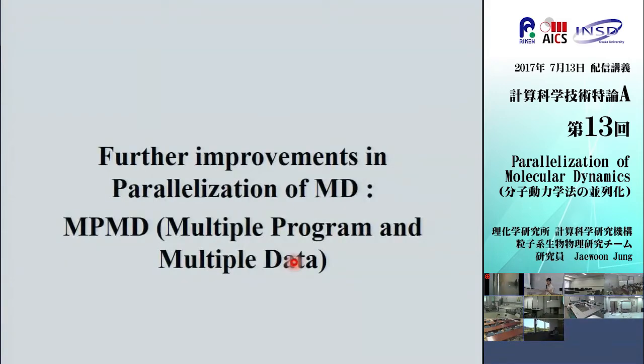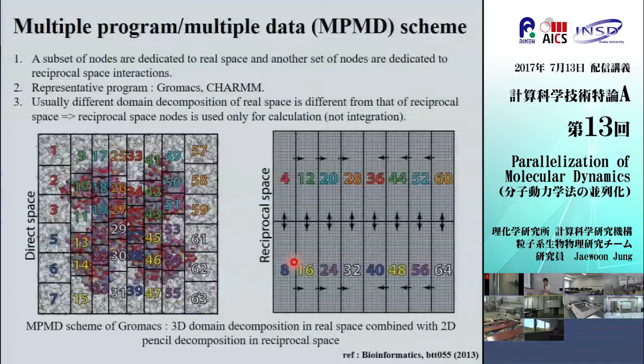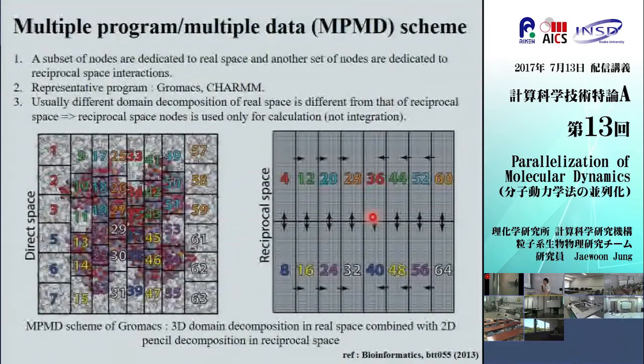This means that, of the overall processors, in some cases some processors are assigned to real space, and some processors are assigned to reciprocal space. So if you have 48 processors, then GROMACS might assign 32 processors to real space and another 16 processors to reciprocal space. And the reason is very simple. Reciprocal space interaction requires FFT, and the number of processors should be minimized in FFT.